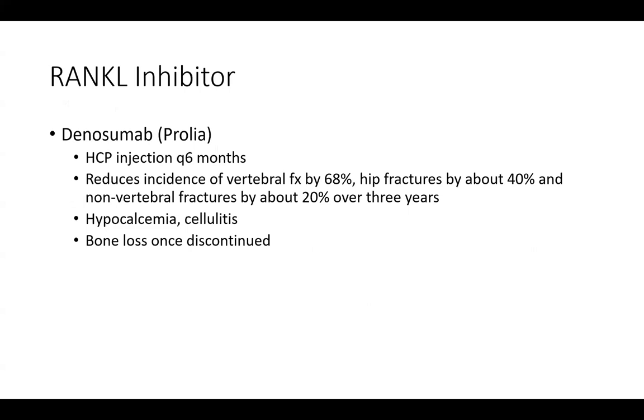Here's another one, a RANK-L inhibitor, denosumab or Prolia. You probably hear a lot of patients on this. It's an injection that you get twice a year, and again, has great reduction in vertebral fractures and hip fractures. But again, you can get some bone loss once this is discontinued.